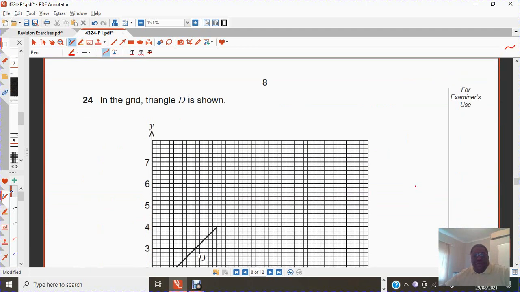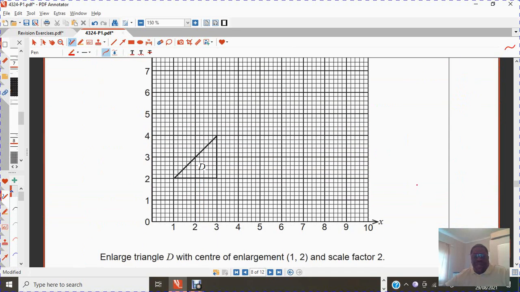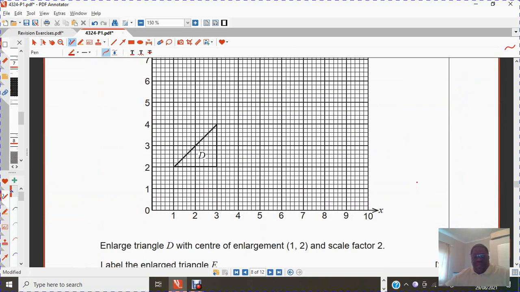Right, we get to 24. They have a grid here. They are saying enlarge triangle D, the center of enlargement is here at the point 1, 2, and you must enlarge it with a scale factor of 2. Now it's very easy then. So you're just going to multiply the whole thing by 2. So whatever this distance is here is 2. 2 times 2 is 4. So I'm going to go out more. This distance here is 2 as well. Okay, so I'm going to go up to 4. So it's 1, 2, 3, 4. So that is where I'm going to have that.